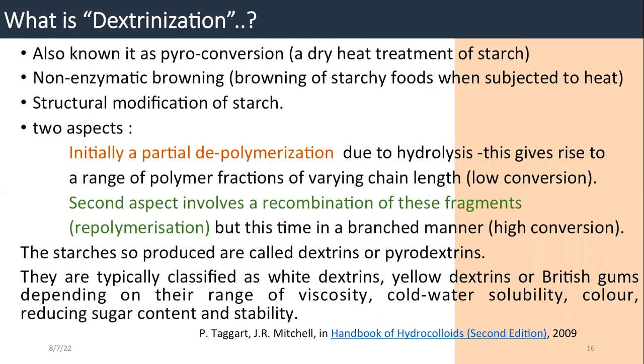Then yellow, yellowish white, brownish yellow, then black, right? That is the theory. That is what we call dextrinization, right? When we heat it, there are two reactions. Initially the polymers will hydrolyze into different chain lengths, then with time they will connect, recombine.